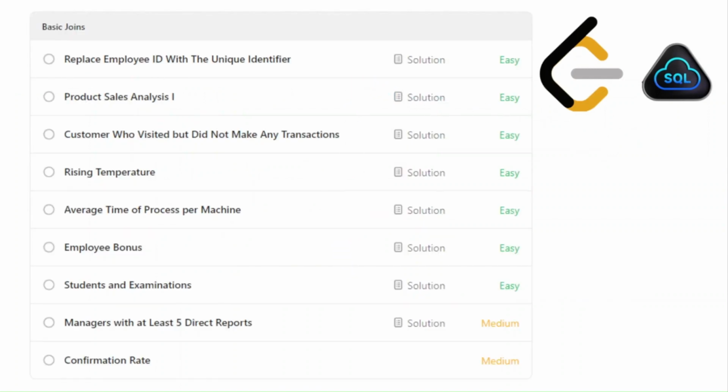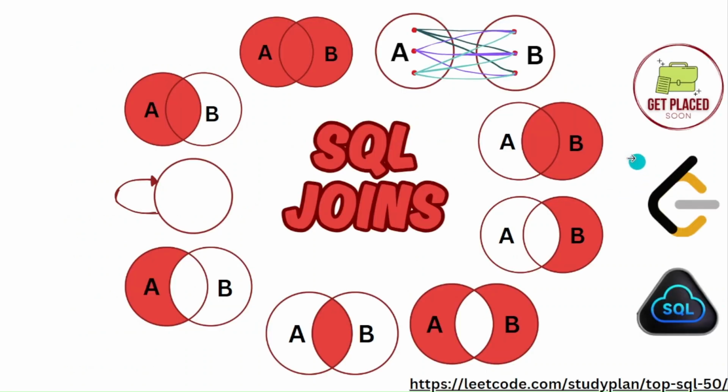Just like we did in the previous episodes, before getting started with the problems, we first learn the concept. Similarly, before getting started with these 9 problems, we need to be very clear on the topic joins. So, welcome to episode 4. In this episode, we are going to completely focus on the topic SQL joins.